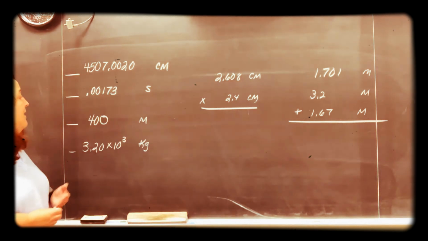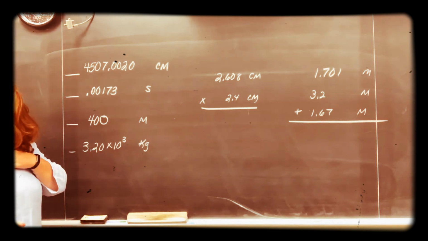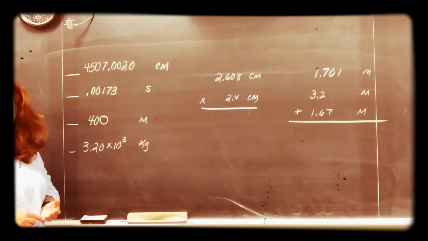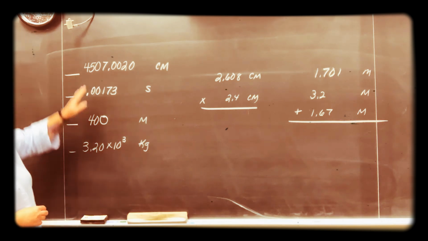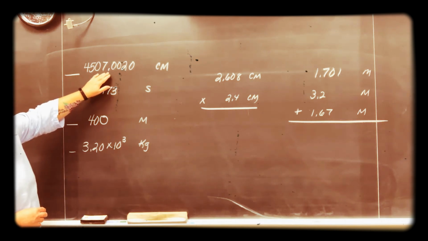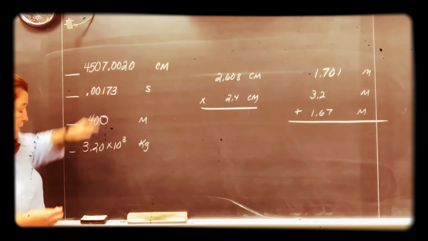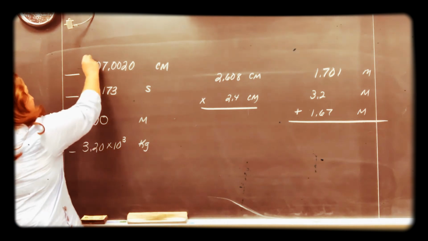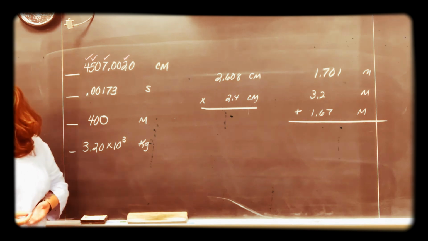So I have here 4 different measurements that were made by somebody else. So I don't know how many significant digits there are, so I have to follow the rules. The first rule says that if a number is not a 0, it's significant. So if I look at 4,507.0020, the 4, the 5, the 7, and the 2 are not 0, so they must be significant. Some piece of instrumentation has given us those numbers, so those are significant.